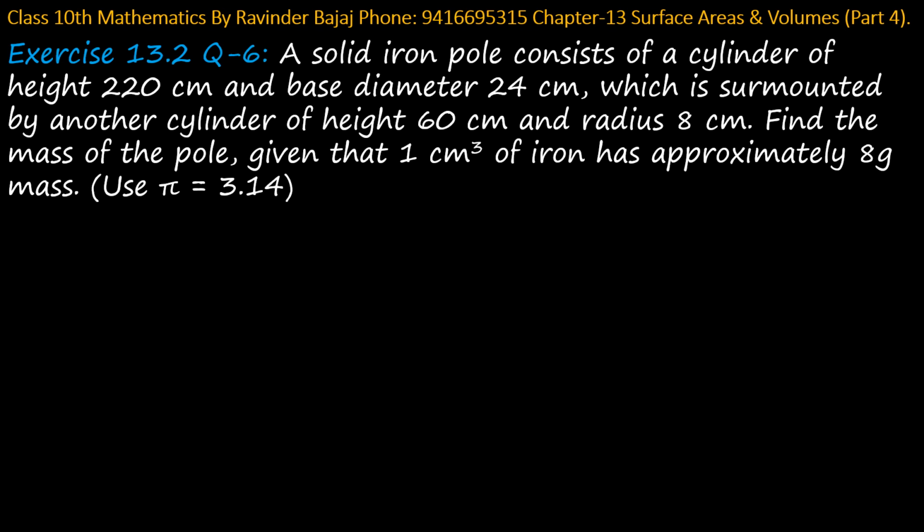Now we need to understand what type of pole is this. This is an iron pole. Here is one cylinder. We will say it is the bigger one.